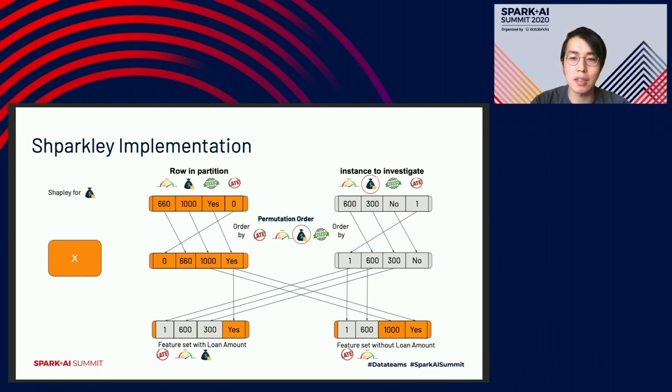For the instance that does not have the effect of loan amount, we'll be taking only number of delinquency and FICO score from our instance to investigate, and replacing the loan amount with our reference row, which is $1,000 here.